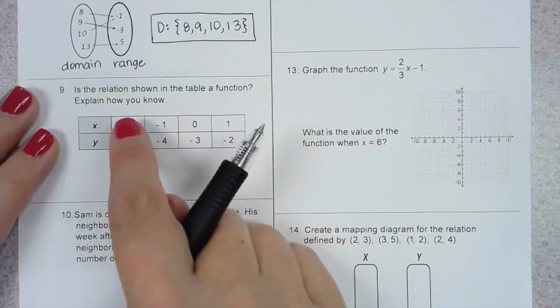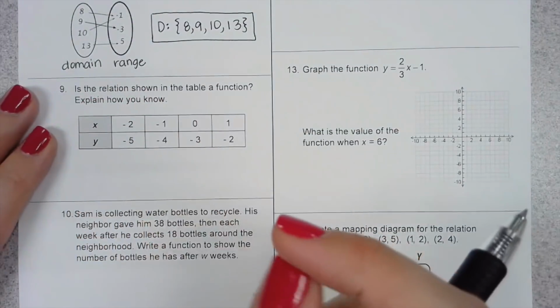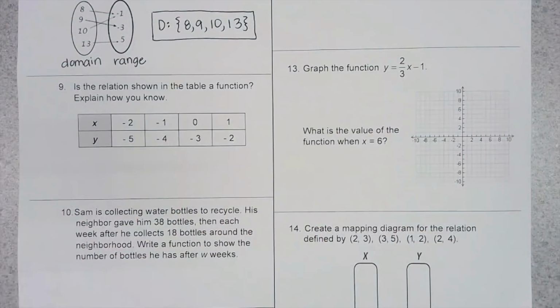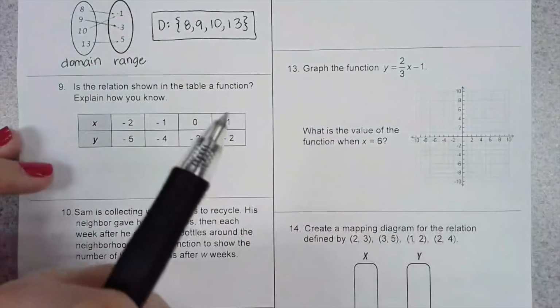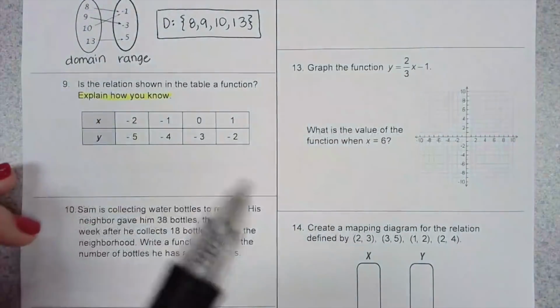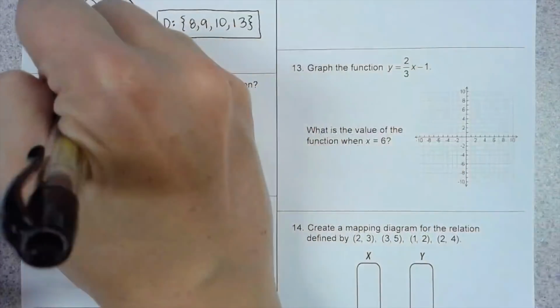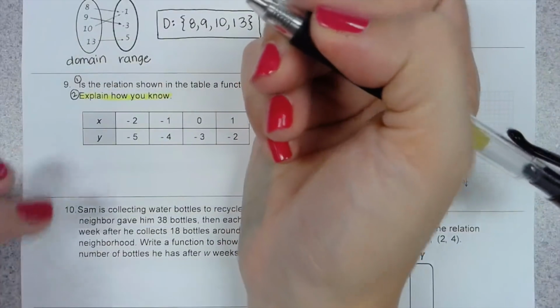In question number 9, it says, is the relation shown on the table a function, and explain how you know? So the explain how you know part is probably, there's two questions that this is asking. The explain how you know part's a little bit more difficult. So part 1 says, is it a function? So that's going to be a yes or no question. And then part 2 says you're going to explain how you know.